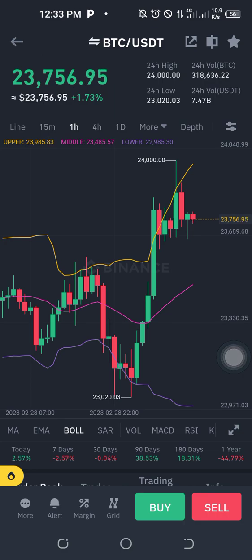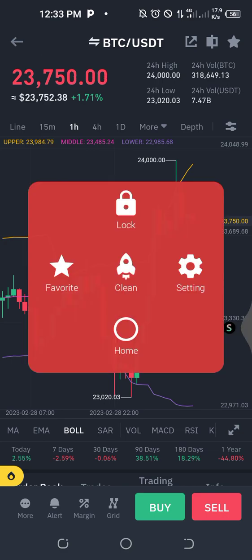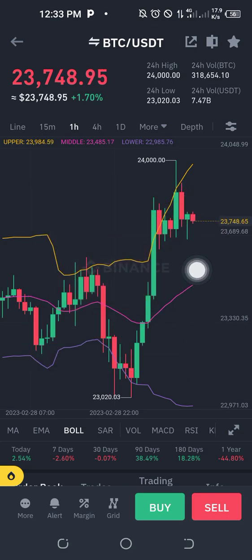Now that I've activated my Bollinger Band, they have the upper Bollinger Band, the lower Bollinger Band, and the middle Bollinger Band. These are the three here: the upper, the lower, and the middle. Now that I've activated this, I have gotten the signal I want. This signal I'm seeing here is showing me that Bitcoin is already on the high side. I don't need to buy at this moment.